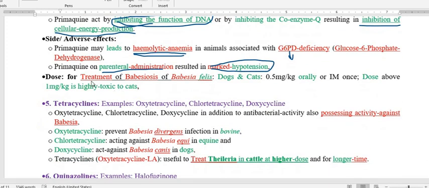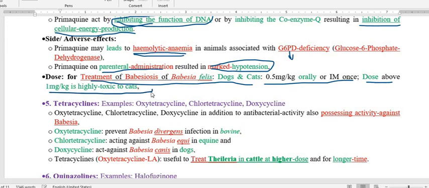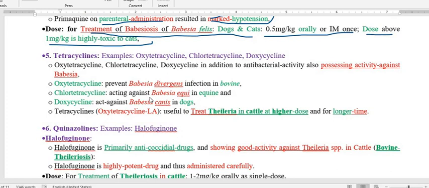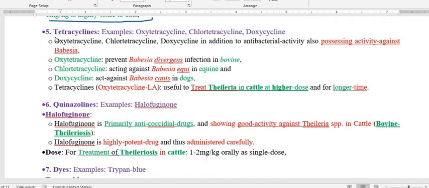The drug is available for parenteral administration, and after parenteral administration it also produces hypotension. For the treatment of babesiosis in cat and dog, the dose is 0.5 mg per kg orally or IM, and the dose may be toxic for the cat if we increase it up to 1 mg per kg. So the dose is very important for the species. Next, two or three groups are left, that is the tetracyclines.